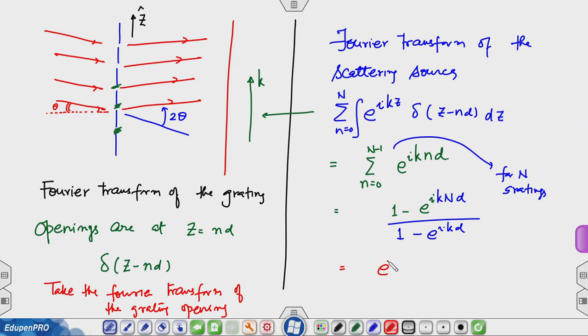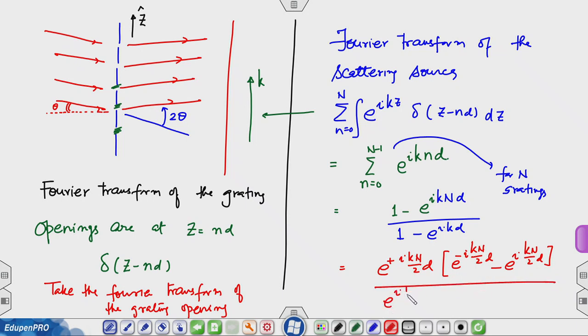which I can write as e raised to plus i k n by 2 d I can take out. I am left inside with e raised to minus i k n by 2 d minus e raised to i k n by 2 d divided by, here I will take out e raised to i k by 2 d, inside I am left with e raised to minus i k d by 2 minus e raised to i k d by 2.